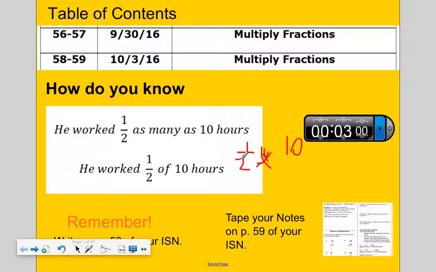So how do I rewrite this whole number into fraction form? I put a 1 below it. So 10 divided by 1 is 10. So you get 10 halves. So what's 10 divided by 2? 5. So half of 10 is 5. Or I can draw 10 circles and split it into 2 groups, and you have half, which is 5.